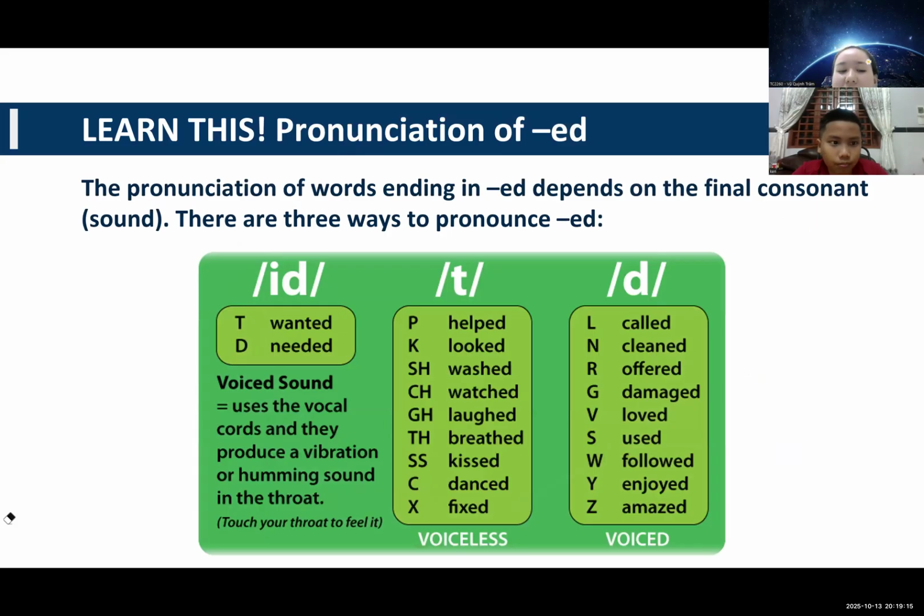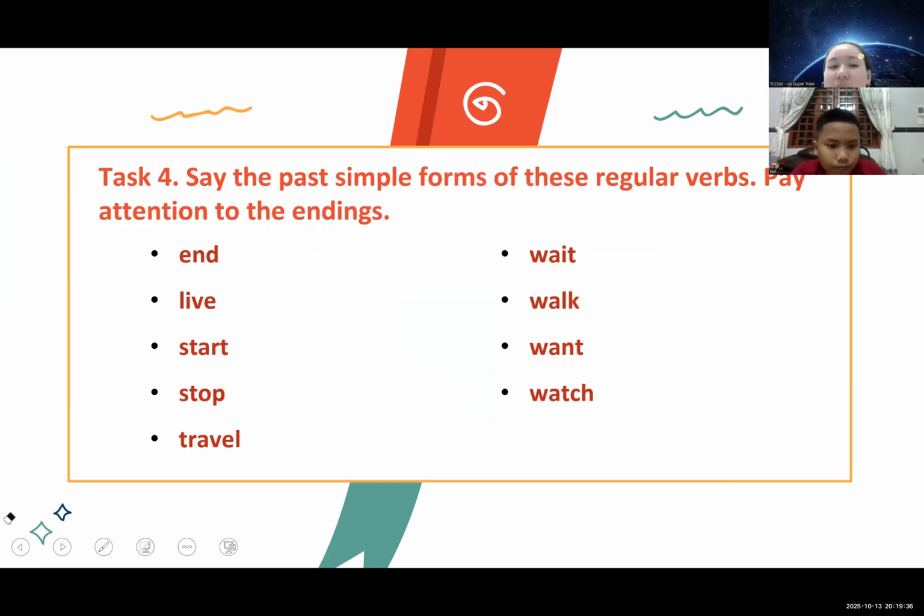Now, with this idea, with the verbs ending in T and D, you pronounce "id". With the verbs that end with P, K, S, C, and X, you pronounce "t". And with all the rest, you say "d". Okay? Now, say the past simple form of the regular verb and pay attention to the ending. Can you do this for me, please? You change this verb into the past form, and after that, you pronounce the ed sound, okay? Ready for this?